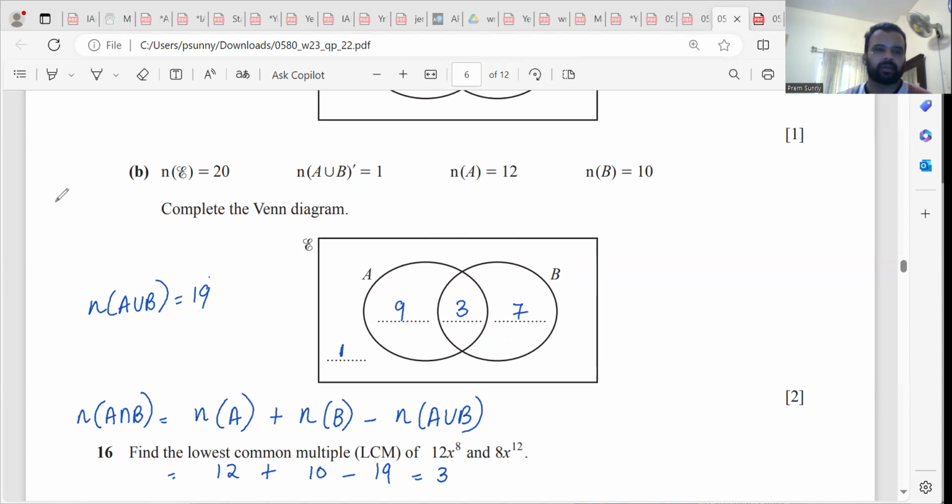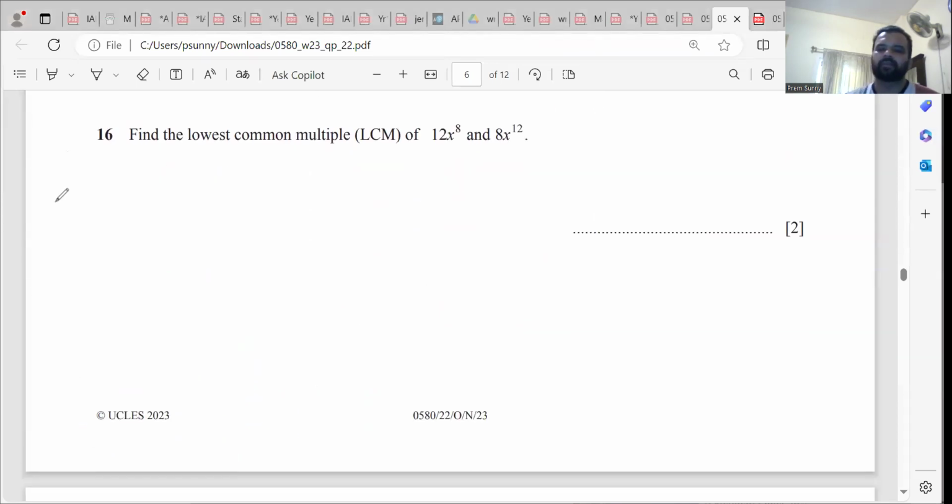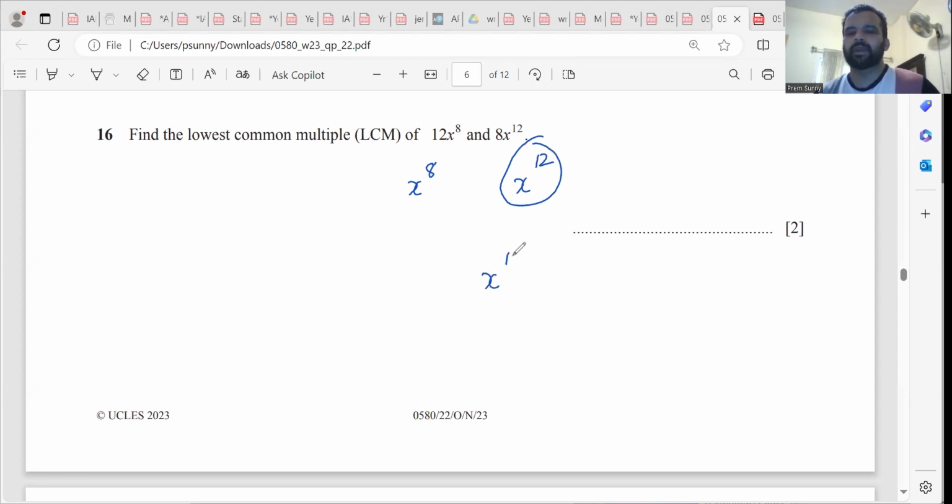Now question number 16. Find the LCM of 12x to the power of 8 and 8x to the power of 12. To find out the LCM, first you check the variables x to the power of 8 and x to the power of 12. Take the variable with the highest power. x to the power of 12 is the highest power.